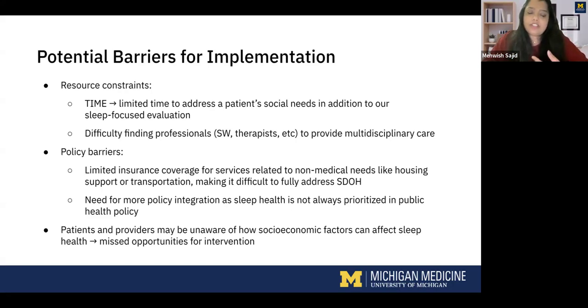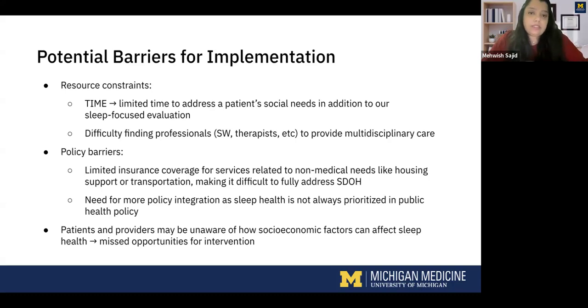And then there's also difficulty finding people that can aid in that too, whether that be social workers, therapists, or community resources, to really focus in on providing multidisciplinary care. And then beyond that, there are also policy barriers. There's limited insurance coverage for services related to non-medical needs, such as housing support or patients' inability to have consistent transport to get to their medical visits.